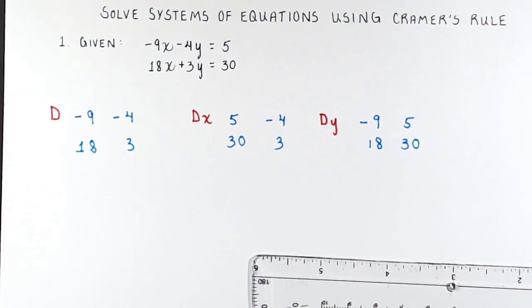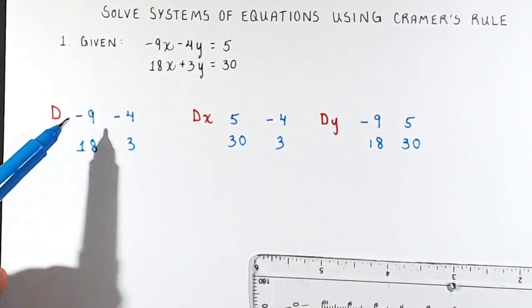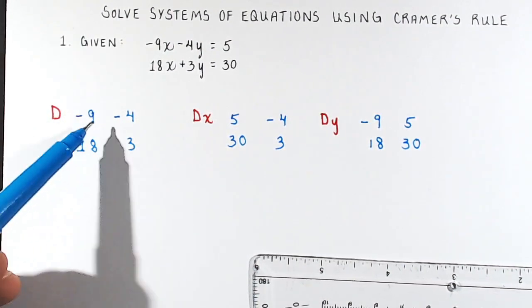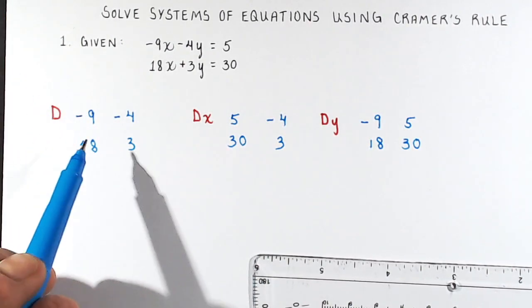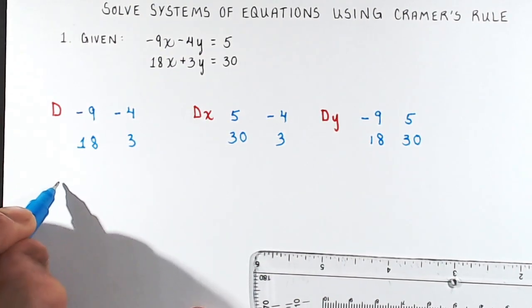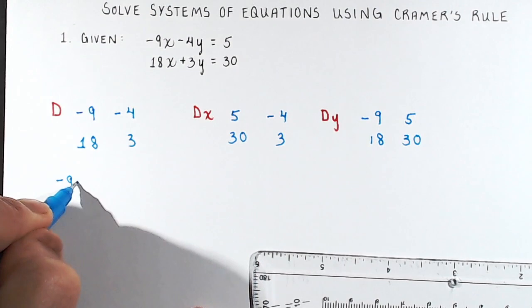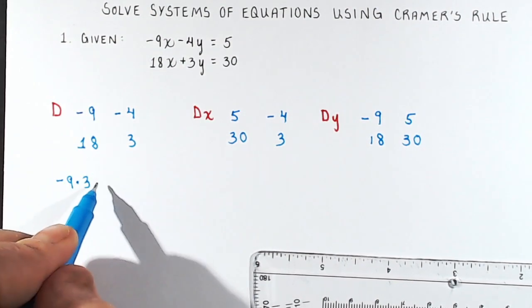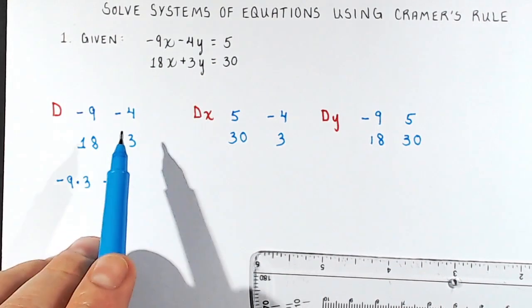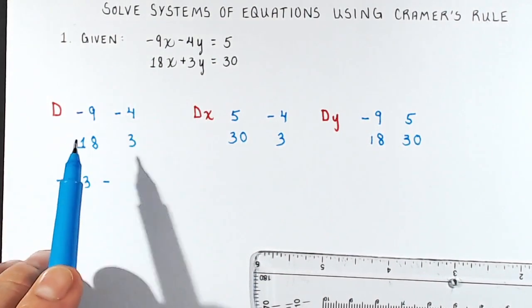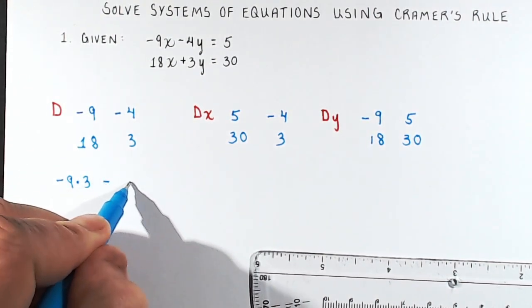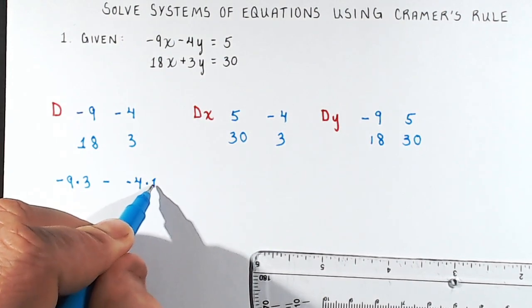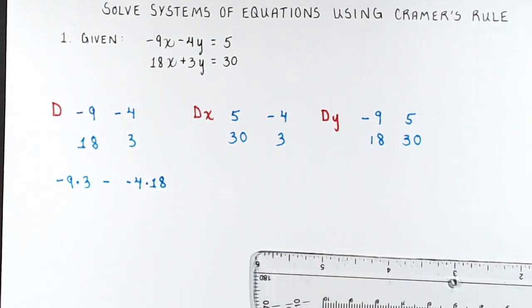Now on to the computation of the determinants. The procedure is very simple. You multiply these two numbers across this diagonal, so first row, first column times second row, second column. So -9 times 3. And then we will subtract from that the first row, second column times the second row, first column. So that's minus -4 times 18. That's going to give us the determinant D.